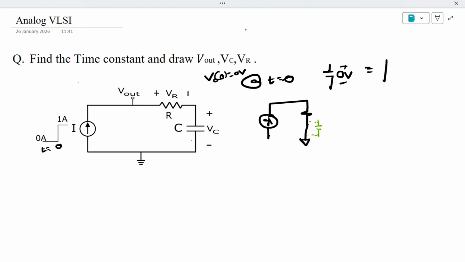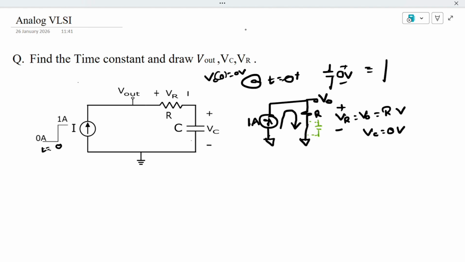Now we are saying that 1 ampere current is flowing at time t is equal to 0 plus. This is the output node VO. The current will flow through this path. This is the R. So the voltage drop across VR, which is equal to V out, is equal to 1 into R, that is R volt. So VC will be equal to 0 volt. Why? Capacitor cannot change its voltage instantaneously.